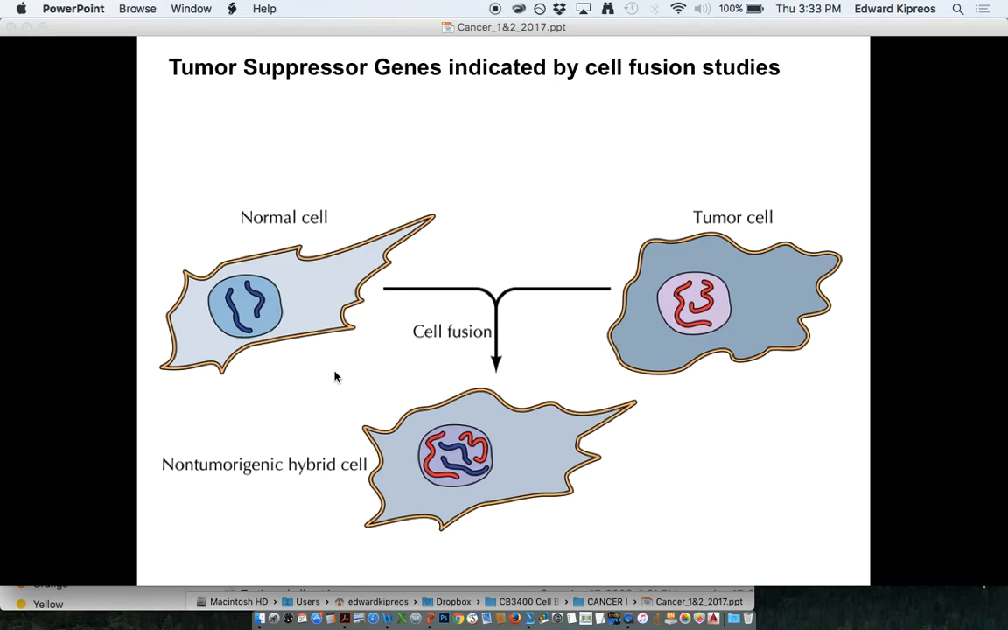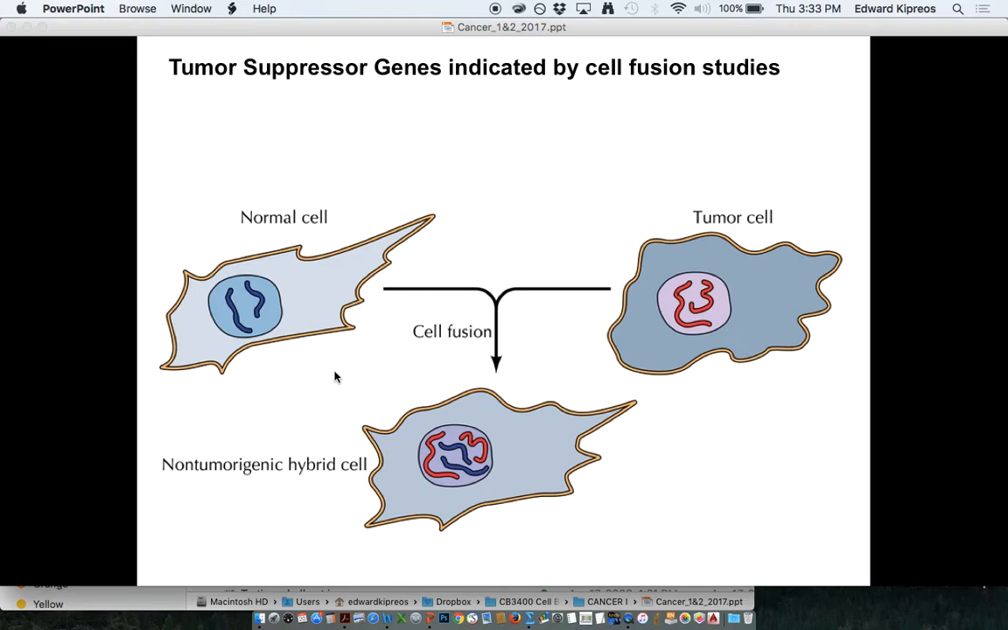Okay, so we're gonna pick up where we left off before with the cancer lecture. We had basically gotten through oncogenes, which are one of the major ways of making cells cancerous, and now we're talking about tumor suppressor genes, which is the other molecular mechanism.